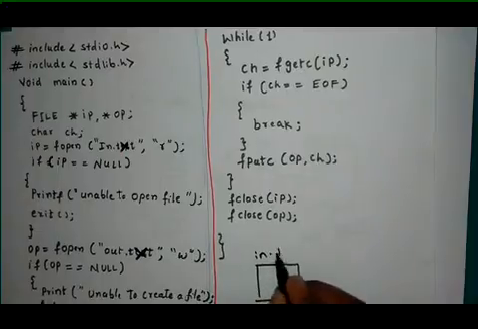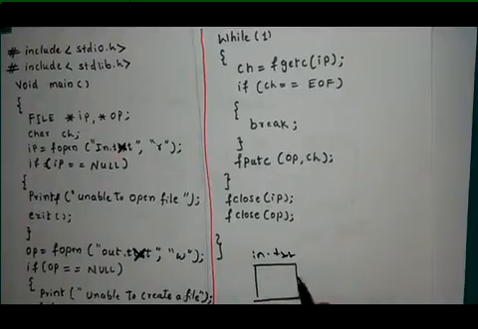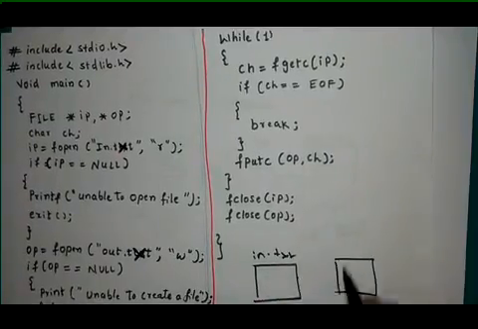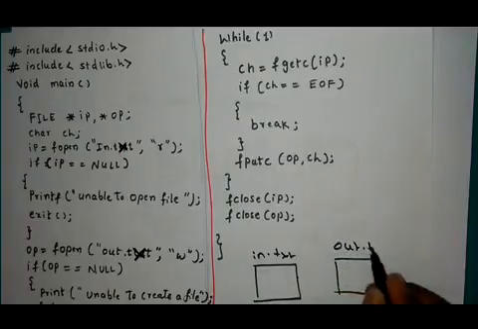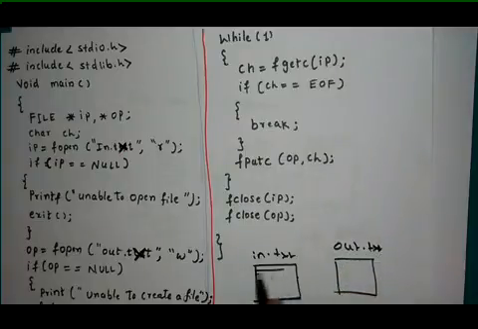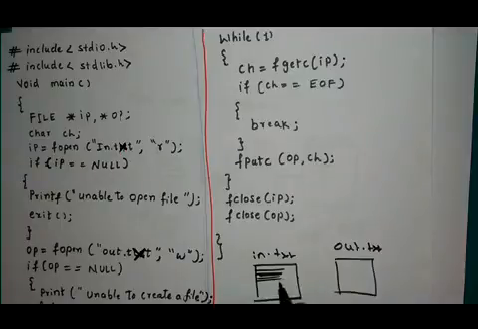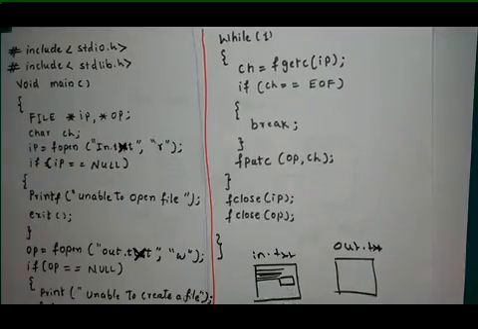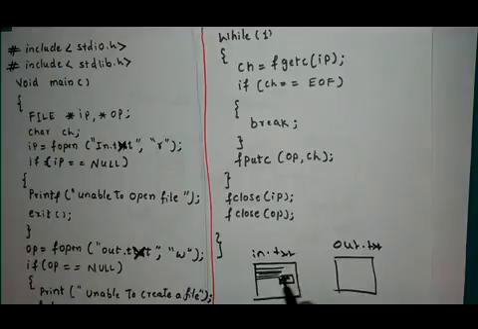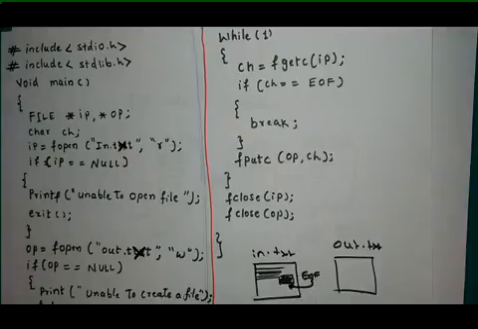At the end, you are supposed to close both the files IP and OP. At one point of time, your ch will be end of file. If ch is end of file, it will even copy this end of file and then automatically terminate this operation. So then close both the files IP and OP and then end this task. Thank you.